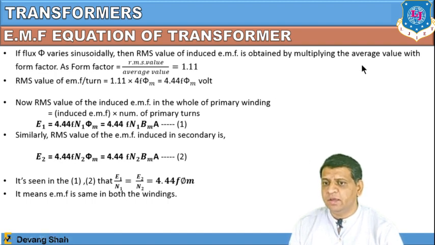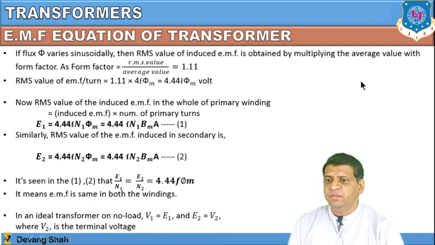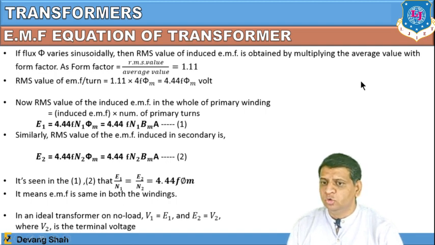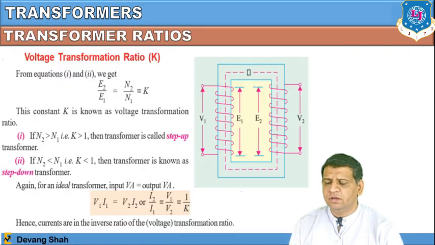So here you can see the EMF per turn is the same in both the windings, where in the ideal transformer case with no load, V1 is equal to E1 and E2 is equal to V2. That means the applied voltage V1 is the same as the induced voltage E1 in the primary winding. In the same way, the induced EMF in the secondary winding E2 is the same as voltage V2 which appears across the load, if there is an ideal transformer, right? So you can find the voltage transformation ratio K, which I define as E2 by E1, is equal to N2 by N1.